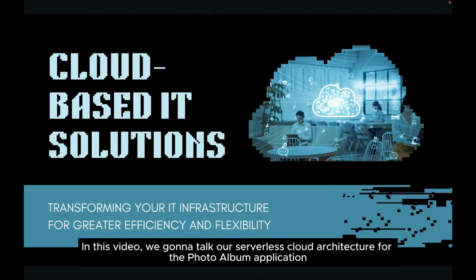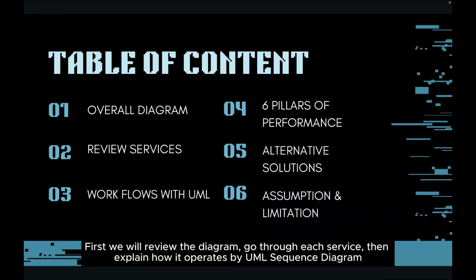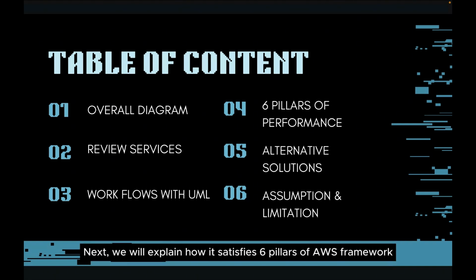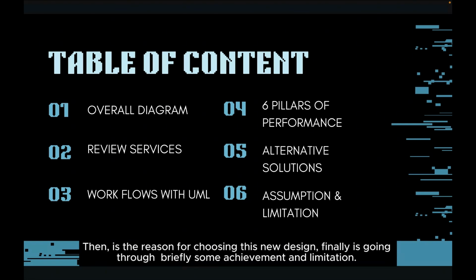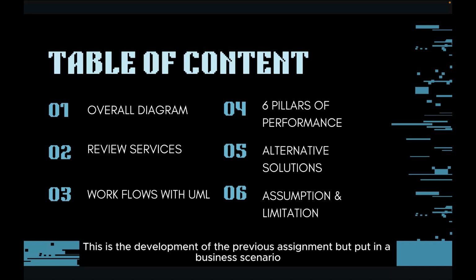In these videos, we're gonna talk about our serverless cloud architecture for the photo album application. First, we will review the diagram, go through its surface, then explain how it operates by using a UML sequence diagram. Next, we will explain how it satisfies the 6 pillars of the AWS framework. Then is the reason for choosing this new design. Finally, is going through briefly some achievements and limitations.